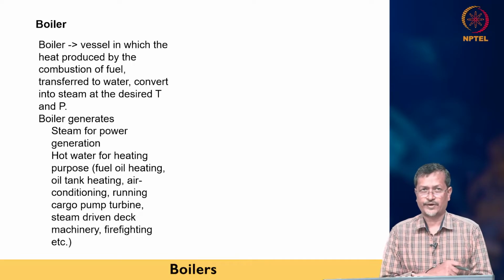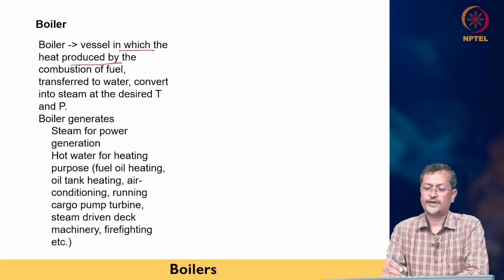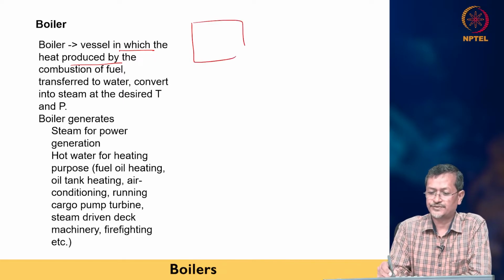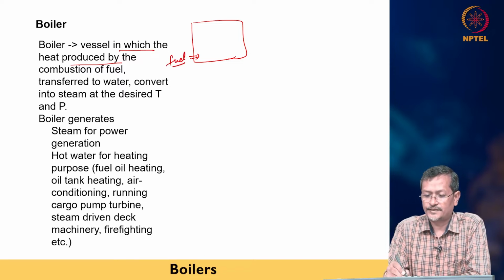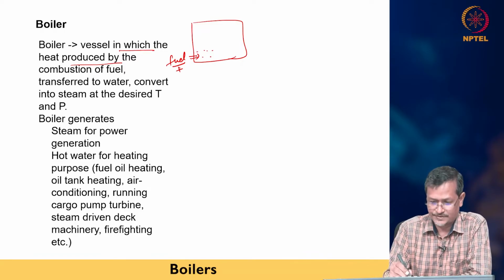Now every time I say boiler, the definition is that a boiler is a vessel in which heat is produced by combustion. So a boiler will have a combustion chamber, and some fuel intake, and there will be burning. You need three things to burn something: fuel plus oxygen. So combustion will be happening.